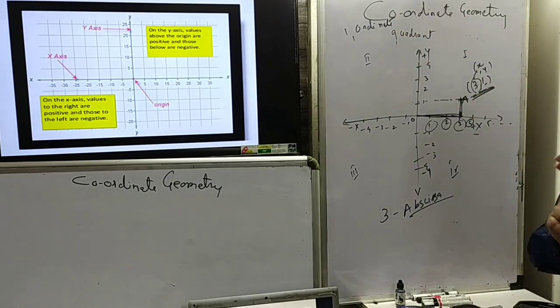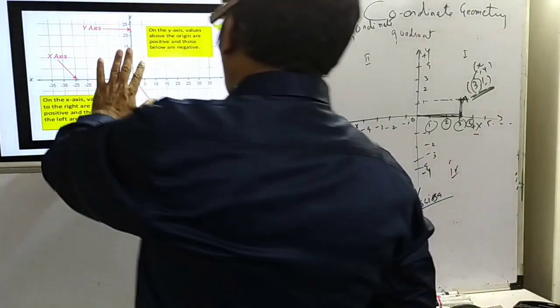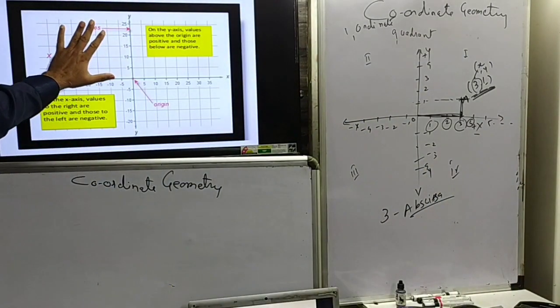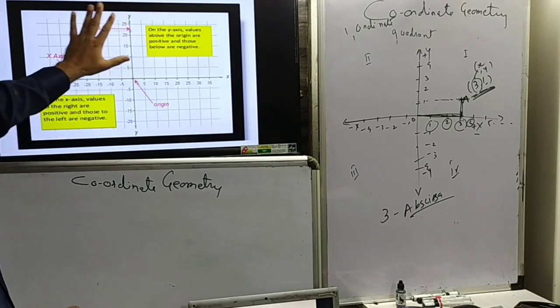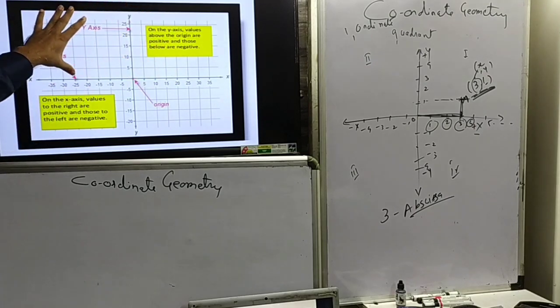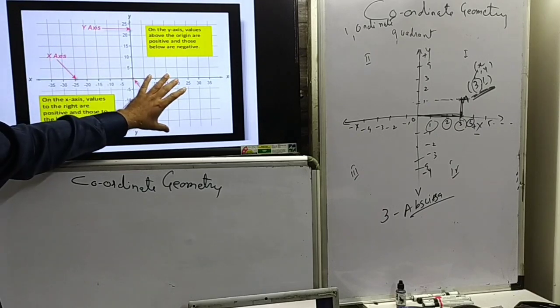So first of all, what we do? We divide the given plane into 4 parts, and this part is called the first quadrant, this part is called the second quadrant, this part is called the third quadrant, and this is the fourth quadrant.